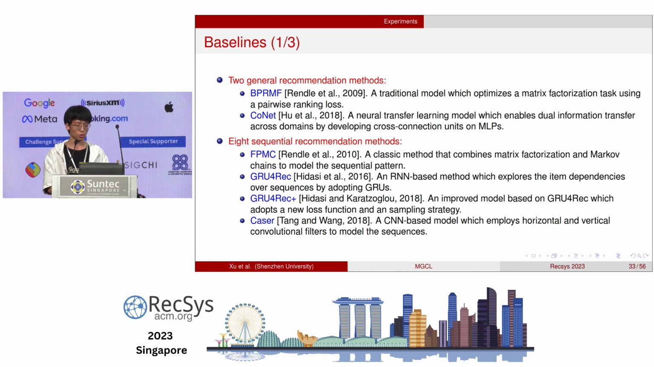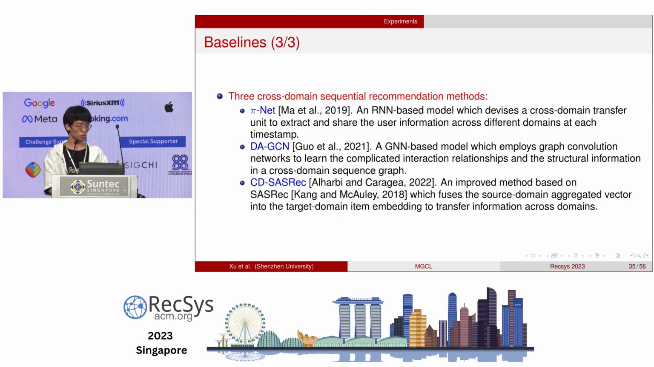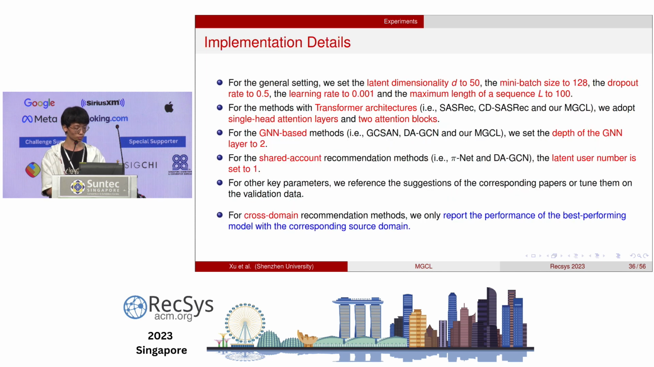Our baselines include 2 generative recommendation methods, 8 sequential recommendation methods, and 3 cross-domain sequential recommendation methods. Here are some implementation details of our work.